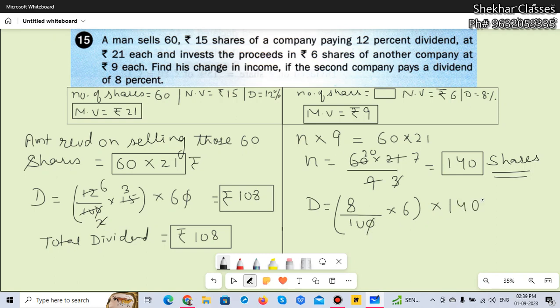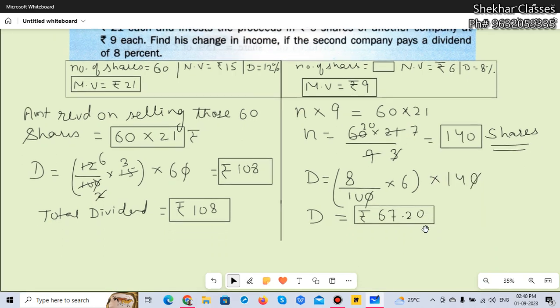If we solve it, how much will that be? So if we calculate here, the dividend will be equal to, okay, let's see how much we get. We calculate that, we get 67 rupees and 20 paise. So this is the amount he has received as a dividend from the second company, from the shares that he bought with all that amount. Now don't you think that it is less than the other one? So we have to find the change in income.